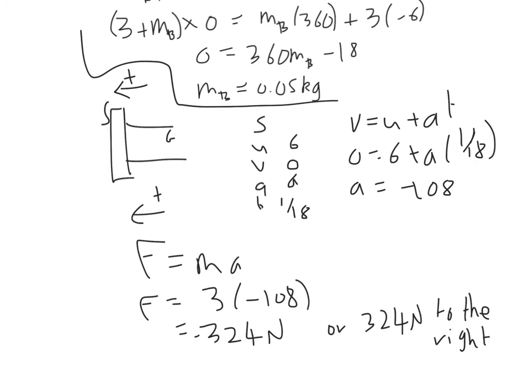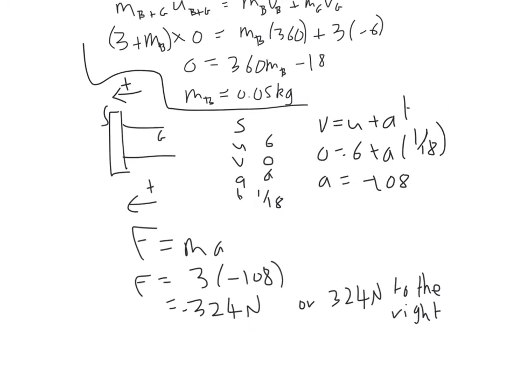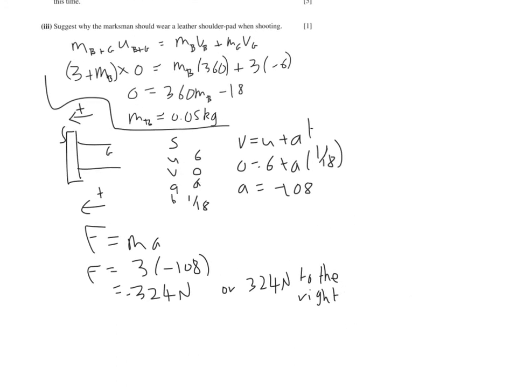Okay, there's another way you could do the question. Instead of using SUVAT and then F equals ma, we could use impulse instead. So impulse is a change in momentum, mv minus mu. It can also be described as the force applied multiplied by the time it's applied for. Or in short, put them together, Ft equals mv minus mu.